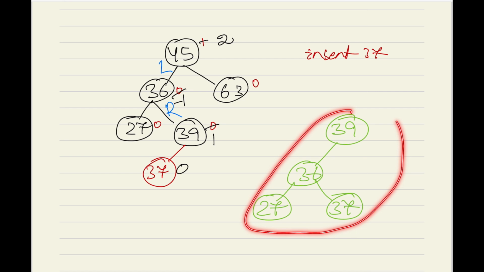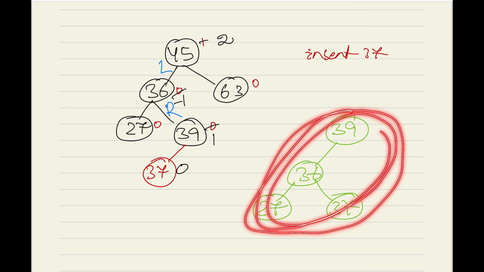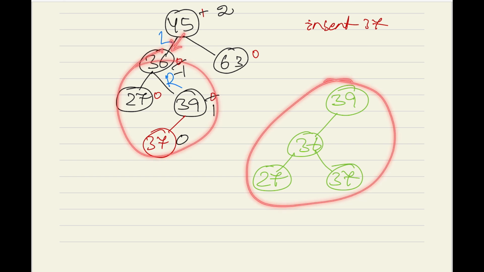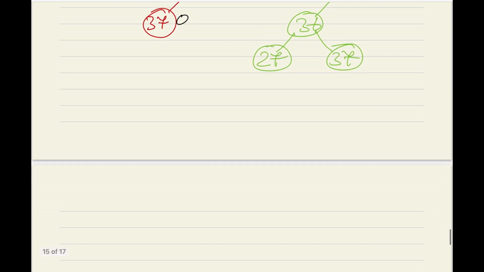Now add this structure to the rest of the tree. If we add this one to the rest of the tree, that means to the left of 45, because this part is changed, so it is the left of 45. So we have to join this one to the left of 45. That means the new structure will be like this.